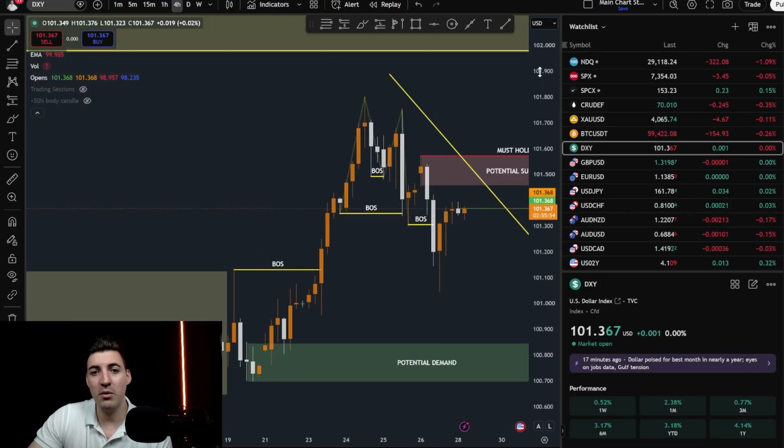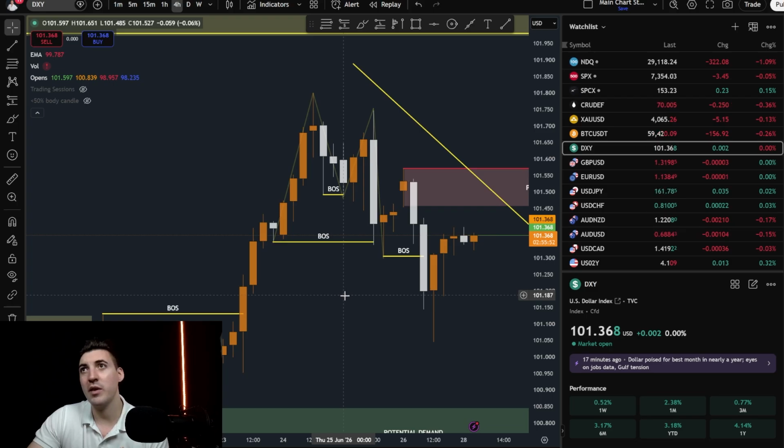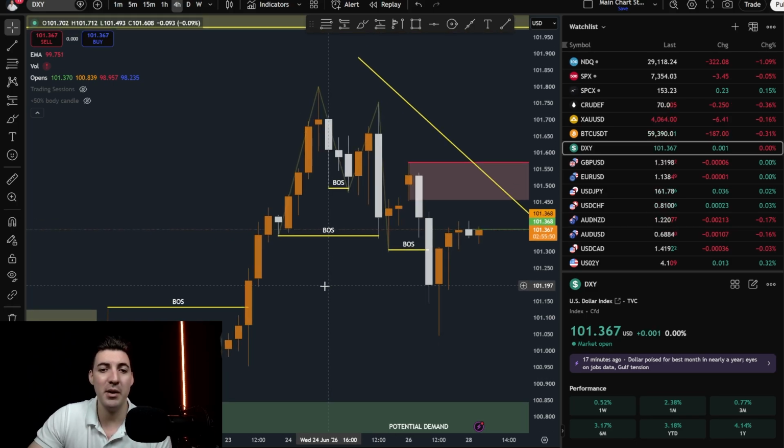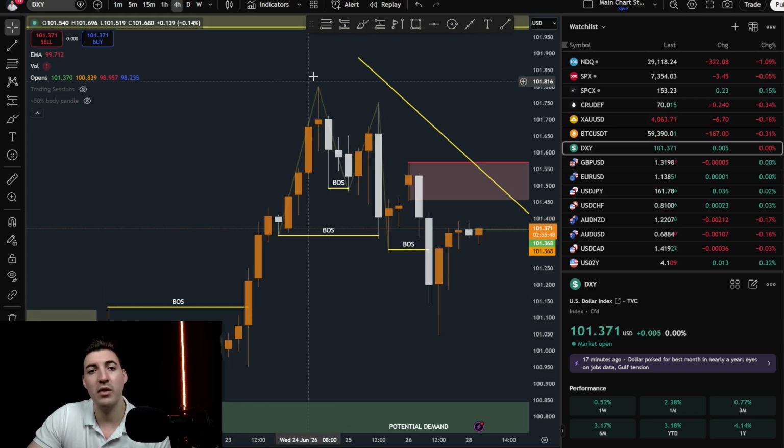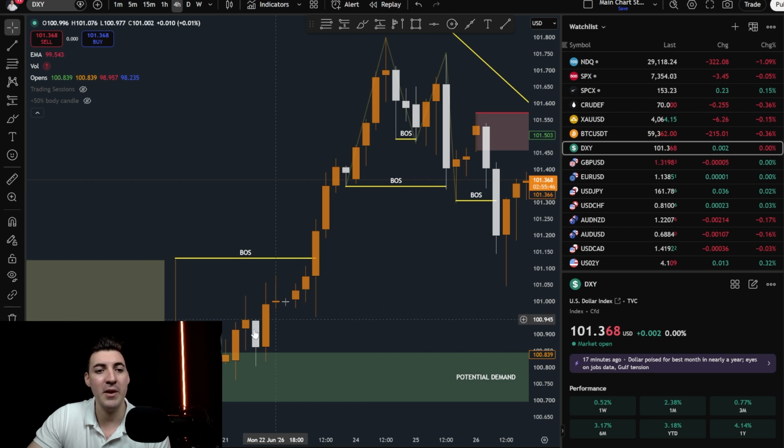DXY has played beautifully into our technicals now. We're starting to get back on track a little bit here, where, yes, we have been surging into the upside quite aggressively.